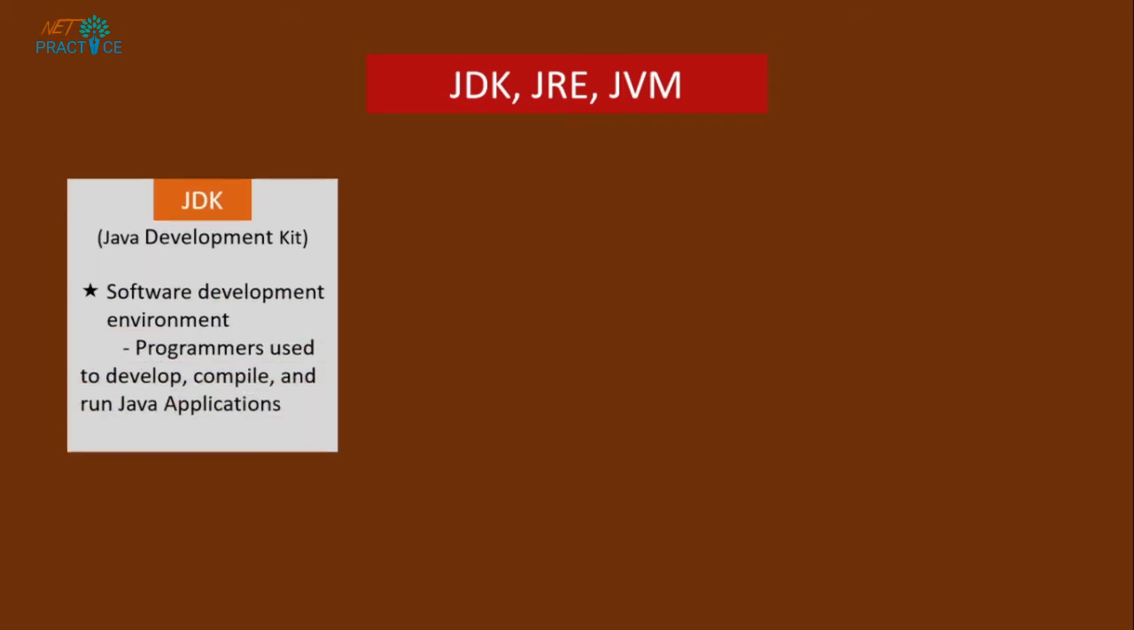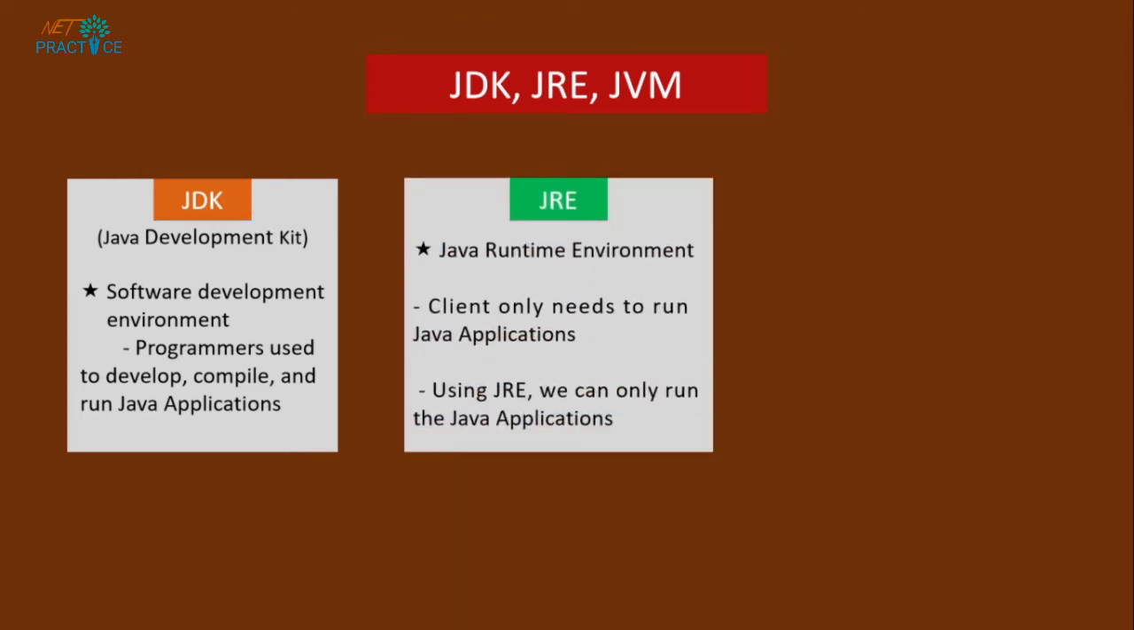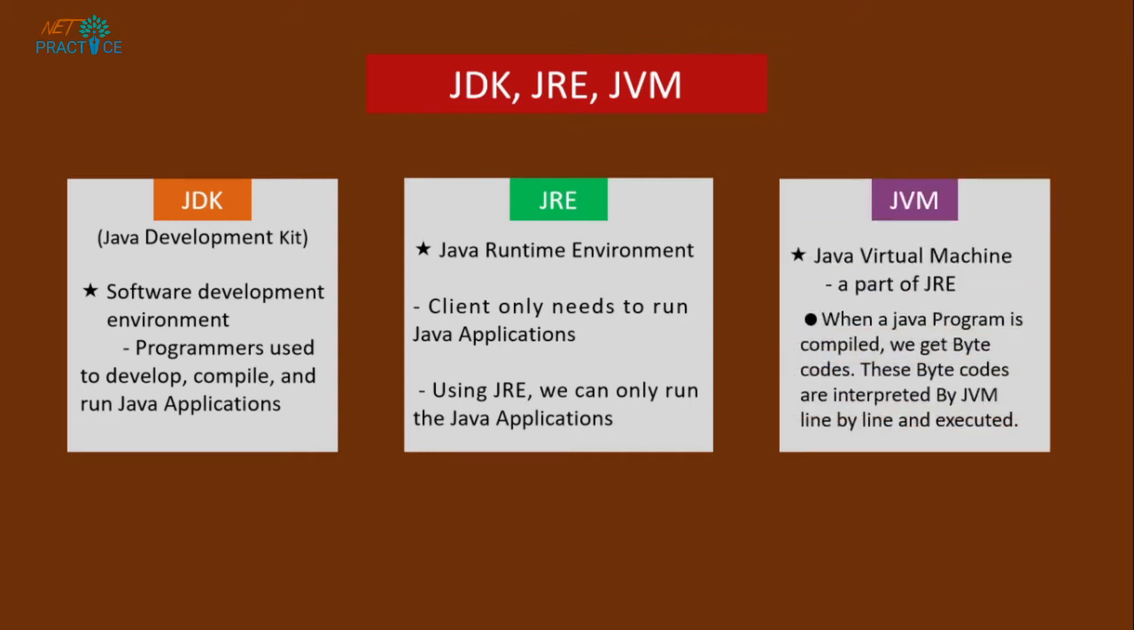So what is JDK, what is JRE, and what is JVM? JDK is the Java Development Kit. To develop any Java application, you need this. A programmer needs this to develop, compile, and run a Java application. So it is a software development environment. JRE is the Java Runtime Environment. If you just want to run a Java application, then the JRE is required. The client needs this to run the Java application. And the JVM is part of the Java Runtime Environment. The JVM interprets the bytecode and executes it.